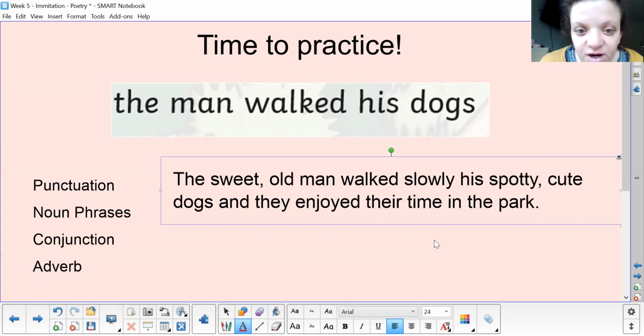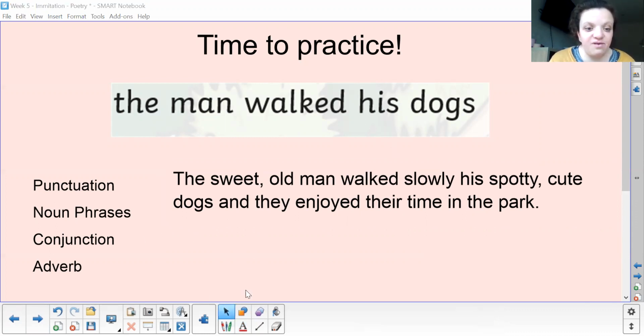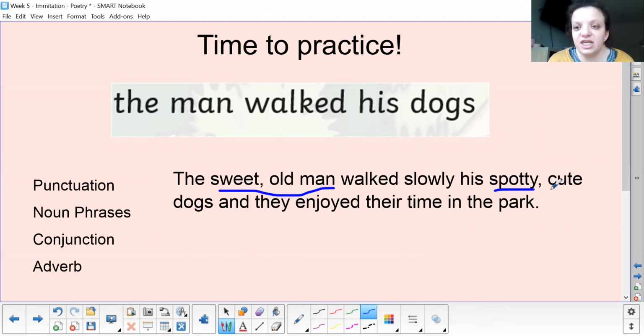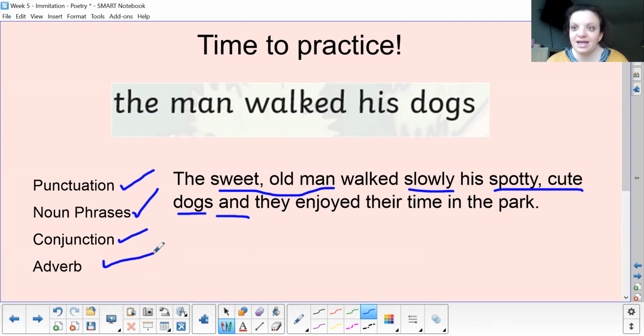So let's go through and let's make sure that I've used everything. So punctuation, yeah, I put my full stop at the end. I remember that, and I've got my capital letter at the beginning. Noun phrases, expanded noun phrases, I have got sweet old man and spotty cute dogs. So I've used that, well done, and I've used that. Conjunction, I've got and in there, and my adverb is slowly, that describes how he walked. So both of these things are in my text and are there for me to use. How fantastic. Brilliant.